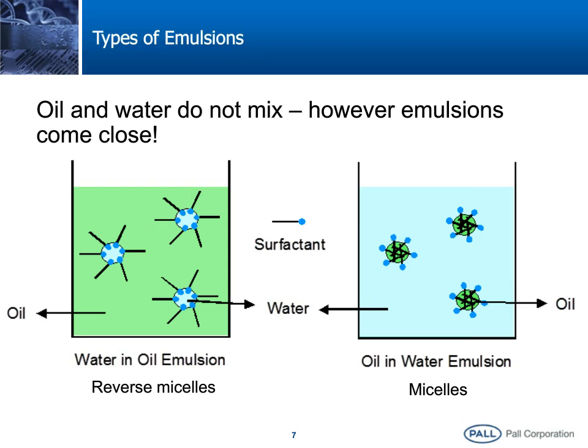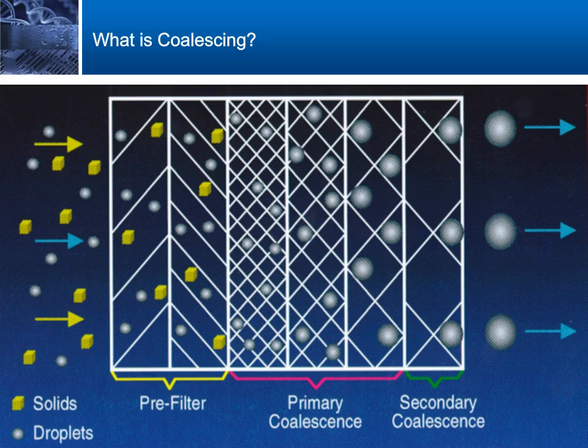Let's look at the principles of coalescence here. The flow is from the left side to the right side. The solid particles that you want to remove are shown as yellow rectangles, and they are captured within the layers of coalescence. The oil or water droplet that you want to remove is a very fine blue dot there.